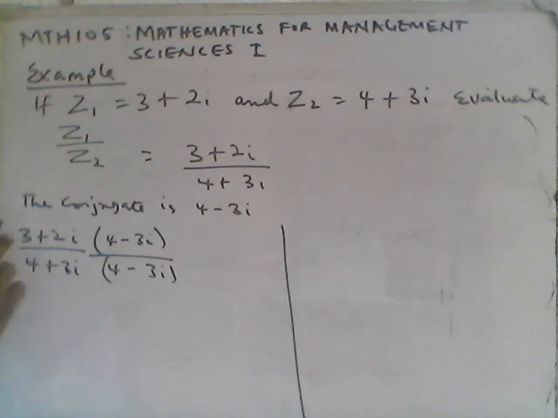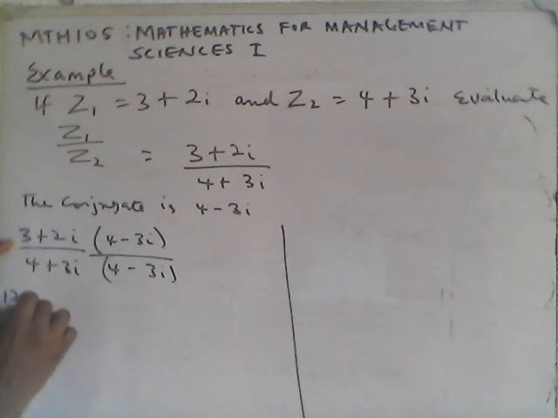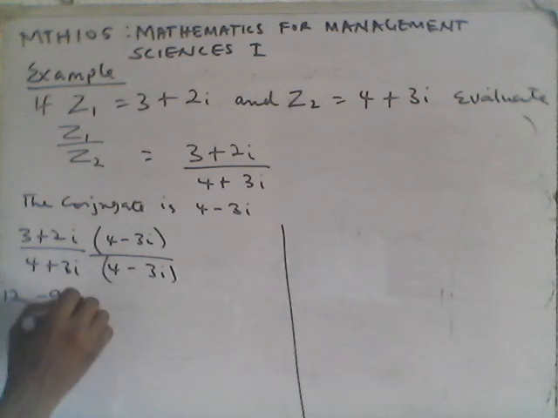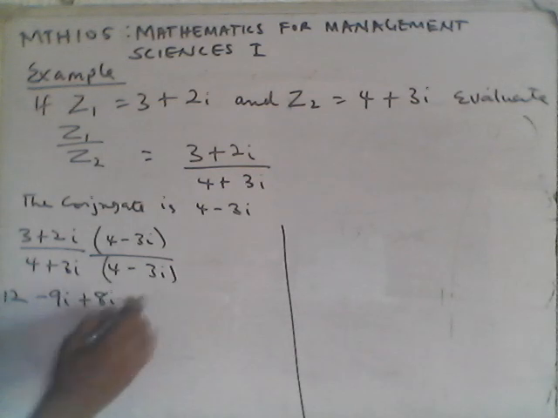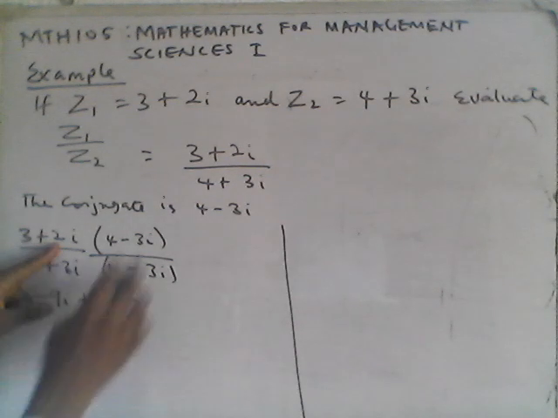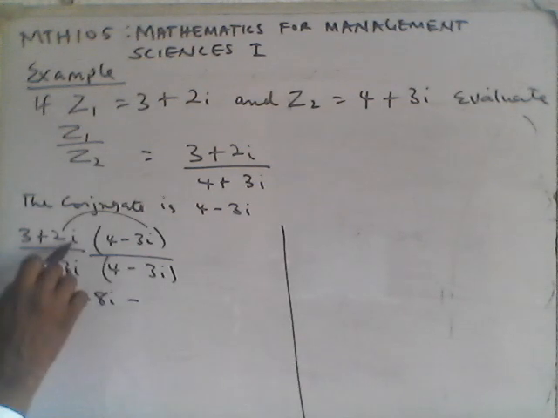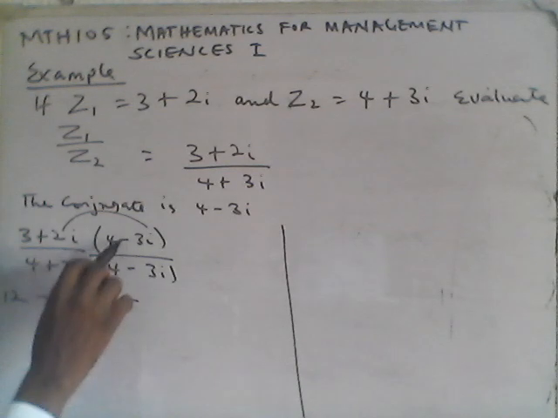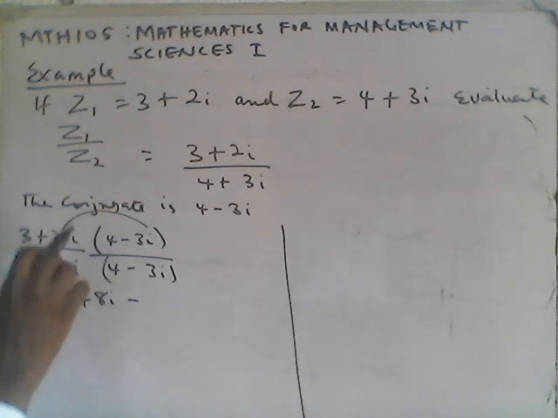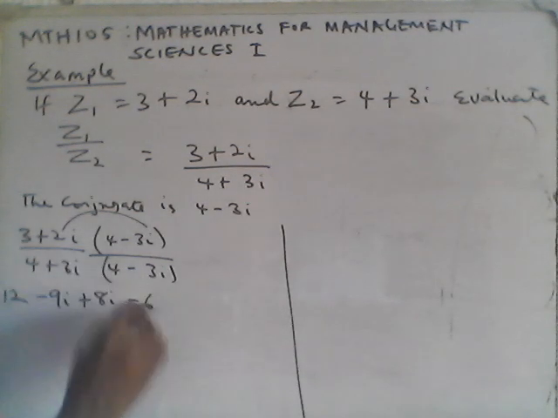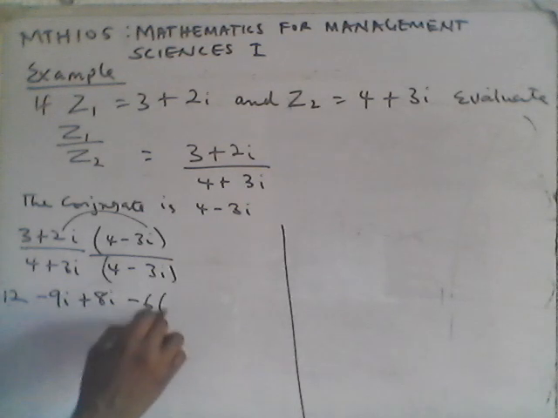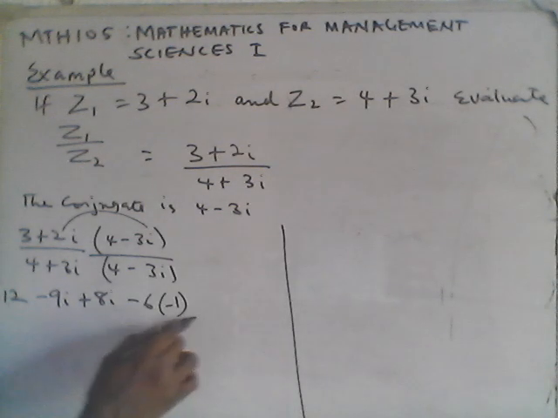Okay, so 3 times 4 is 12. 3 times minus 3i is minus 9i. 2i times 4 is plus 8i. Then minus 2i times 3i. Now, this is where the issue is. This one now we're doing. You have i times i here that resolves to minus 1. You have minus and plus here that also results in minus. So you have two minuses somewhere. The first minus is 2 times minus 3 is minus 6. i times i is minus 1. That's why you have two minuses. Okay, so we're done with this first one.